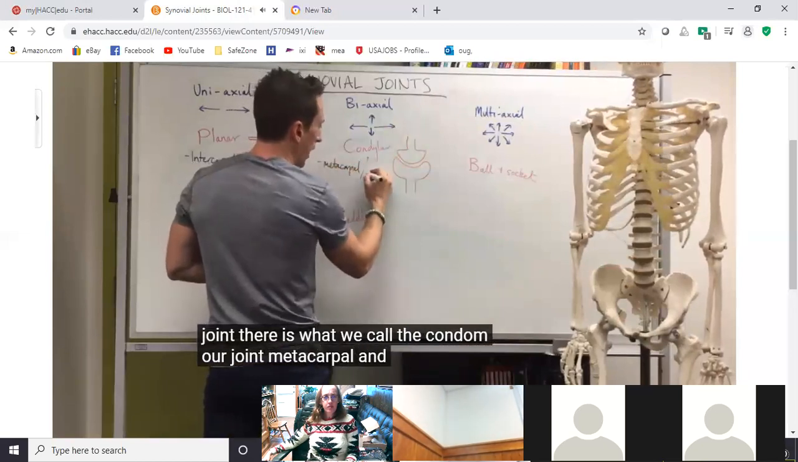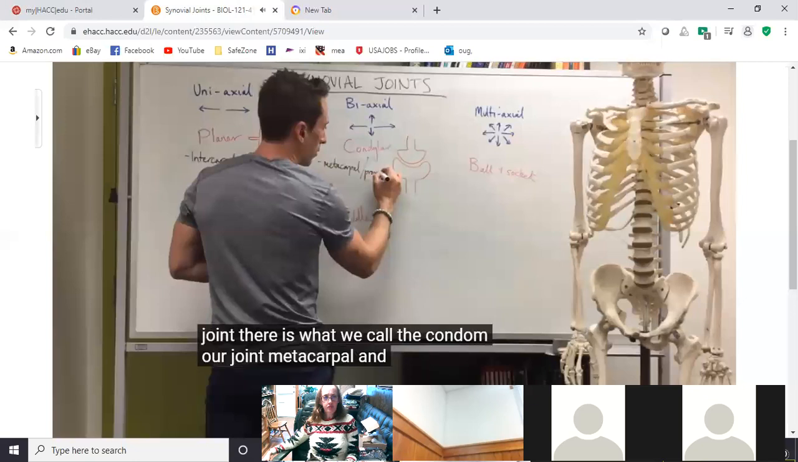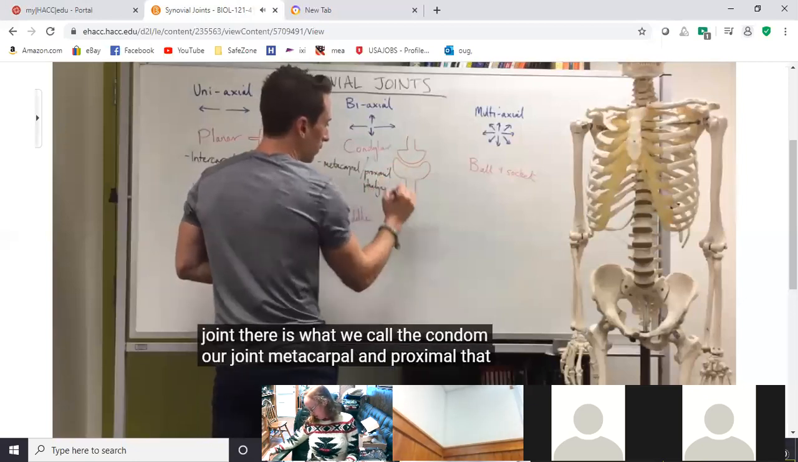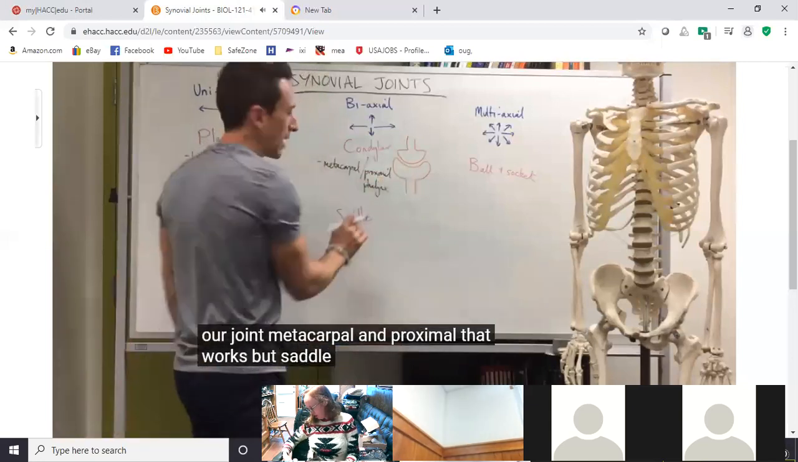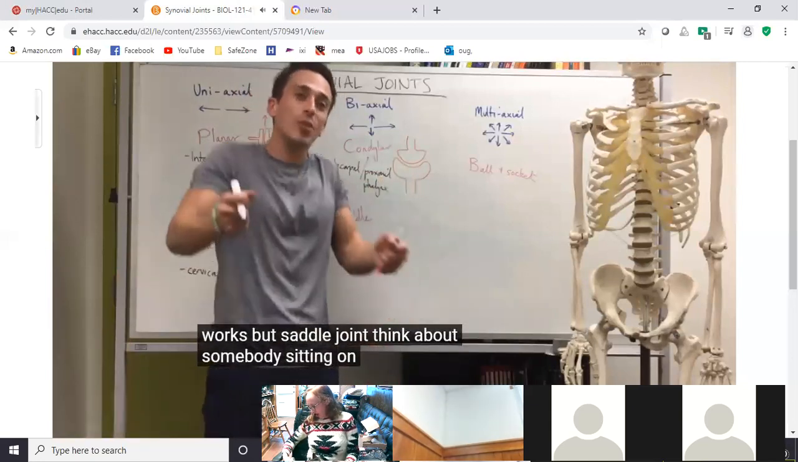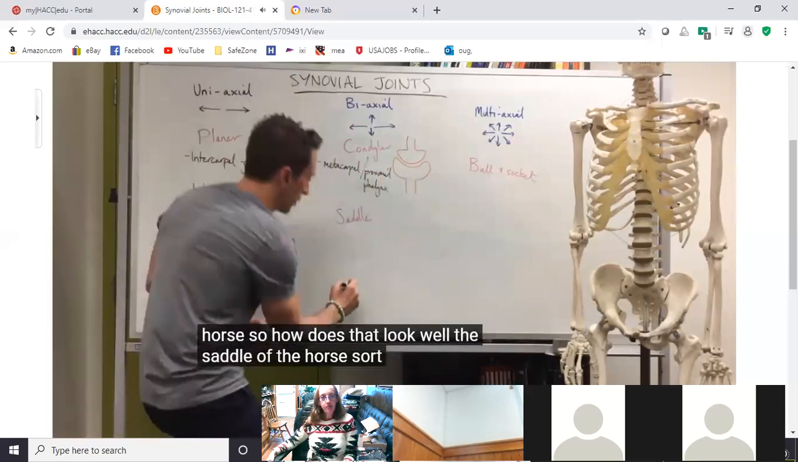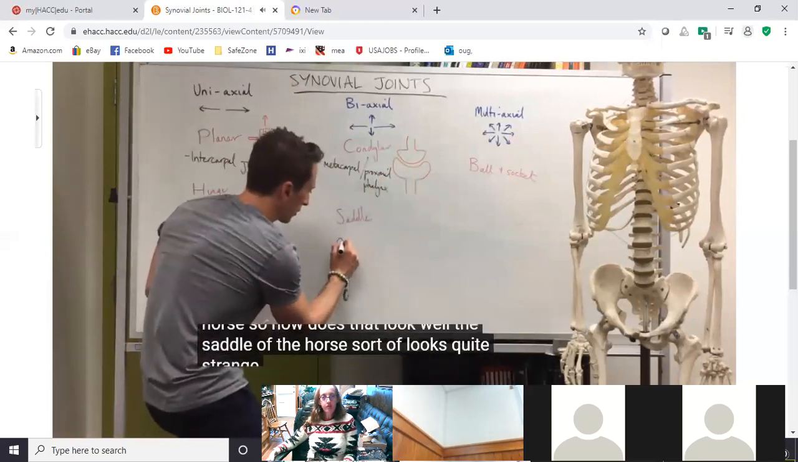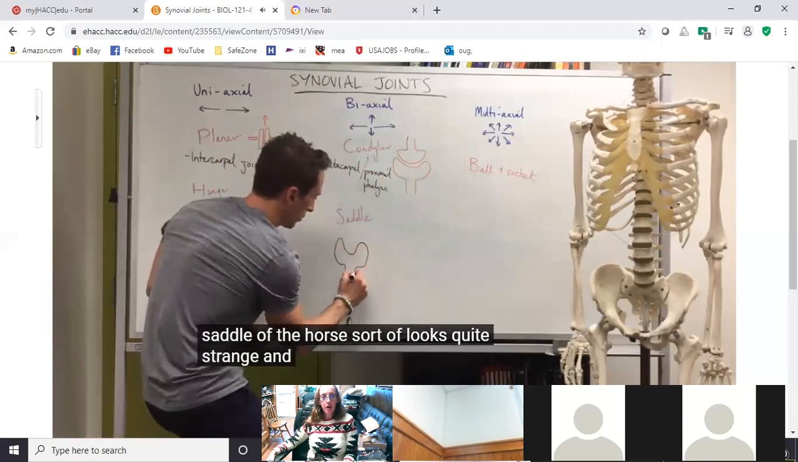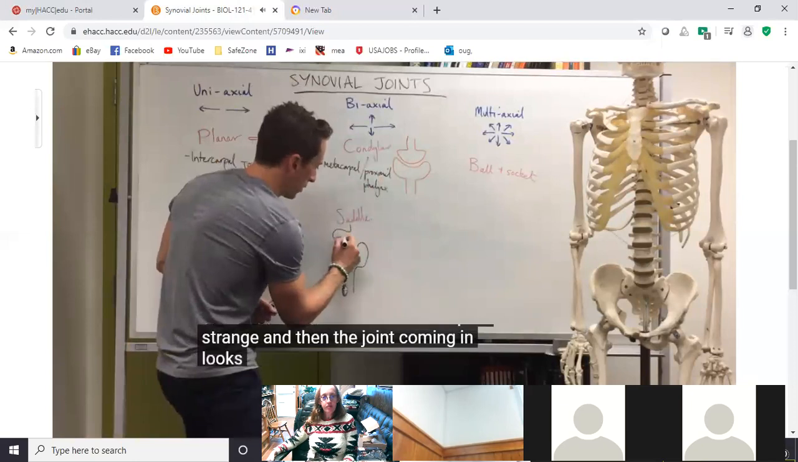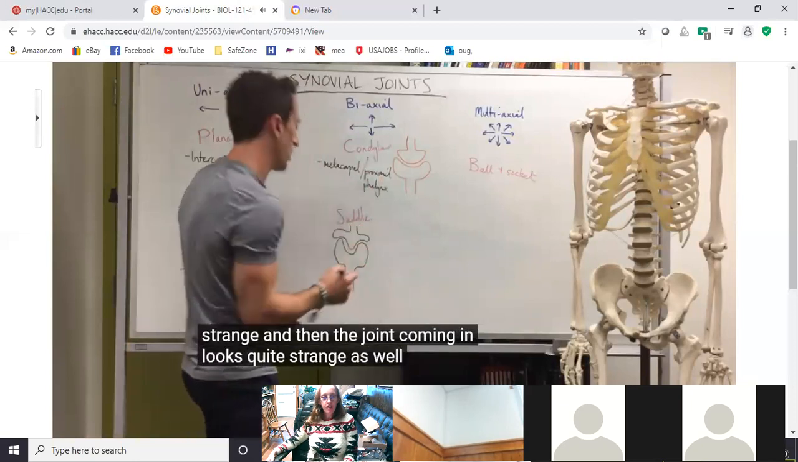Metacarpal and proximal phalanx. Right, saddle joint. Think about somebody sitting on the saddle of a horse. Now, how does that look? Well, the saddle of the horse looks quite strange, and then the joint coming in looks quite strange as well.